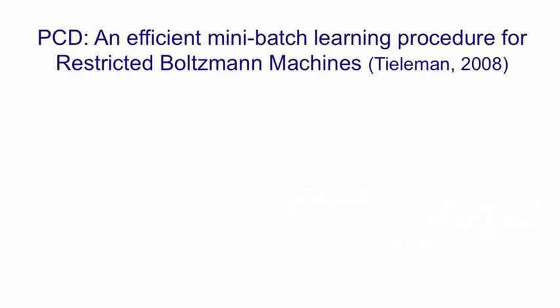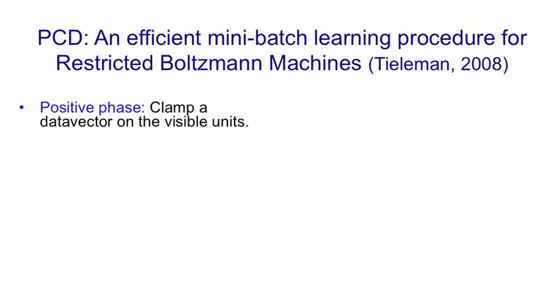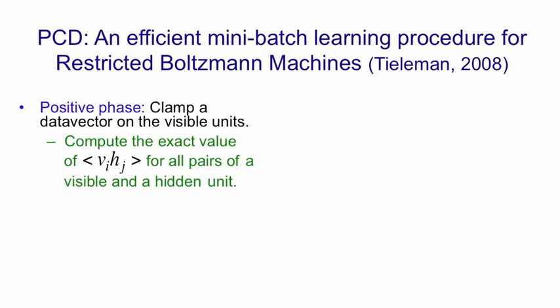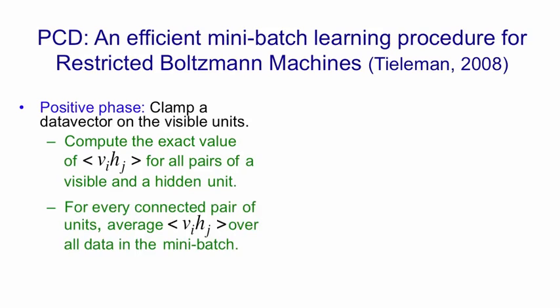If you want to make a good model of a set of binary vectors, then the right algorithm to use for a restricted Boltzmann machine is one introduced by Tieleman in 2008, that's based on earlier work by Neal. In the positive phase, you clamp a data vector on the visible units. You then compute the exact value of the expectation ViHj for all pairs of a visible and a hidden unit. And you can do that because Vi is fixed and you can compute Pj exactly. And then for every connected pair of units, you average the expected value of ViHj over all the data vectors in the mini-batch.